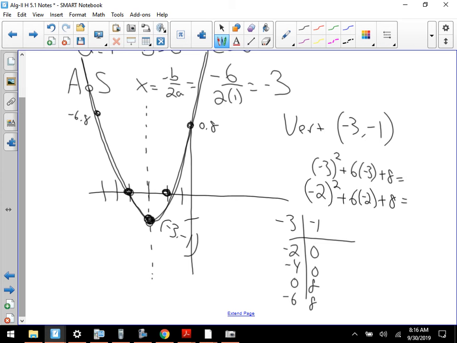That's the lowest value it can be. There's nothing lower than that value. We would call that a minimum. If it was flipped around, what do you think it would be called? Maximum. So whenever you are up like a cup, your vertex is the minimum. When you are down like a frown, your vertex is the maximum.